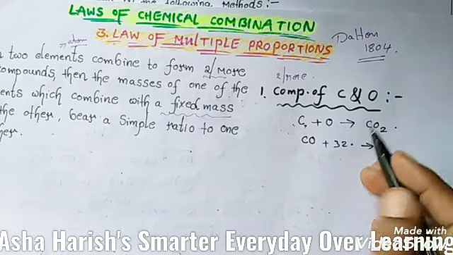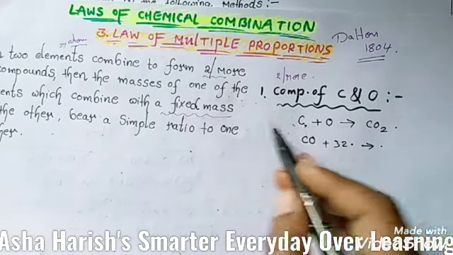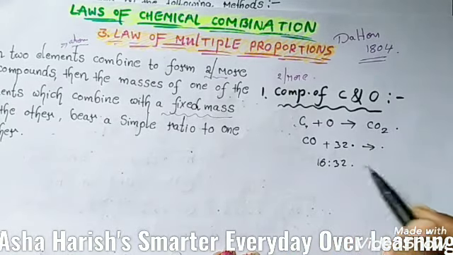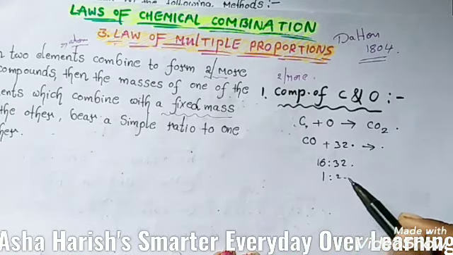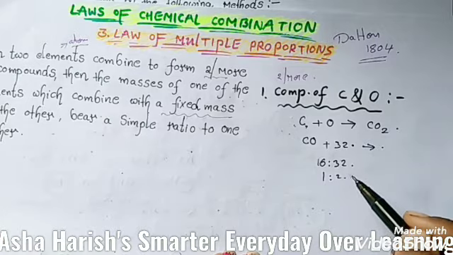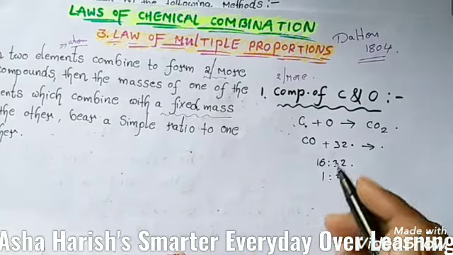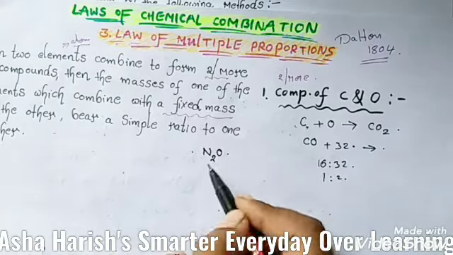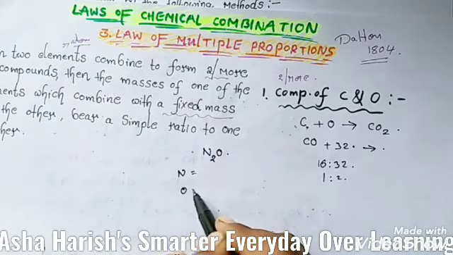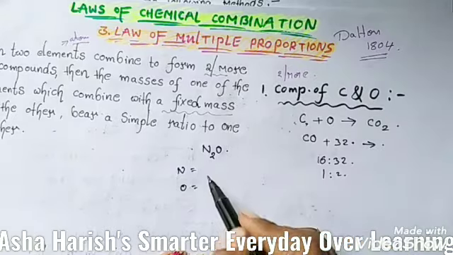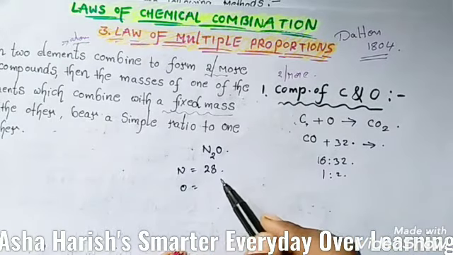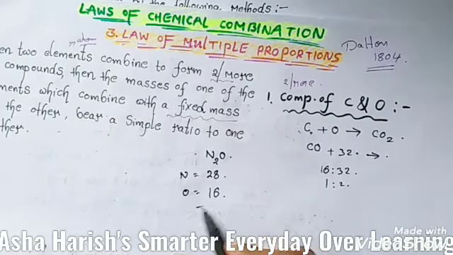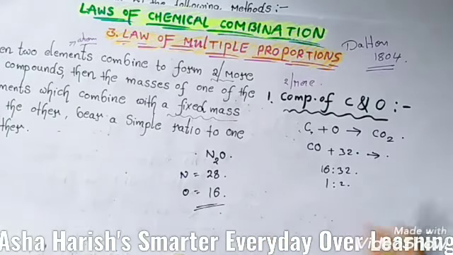Let's see how it works. These masses of oxygen bear a simple ratio, 16:32 or 1:2, to each other. For example, take the compound nitrous oxide, N2O, where nitrogen and oxygen are present. Here nitrogen is 28 by mass and oxygen is 16. Like that only.